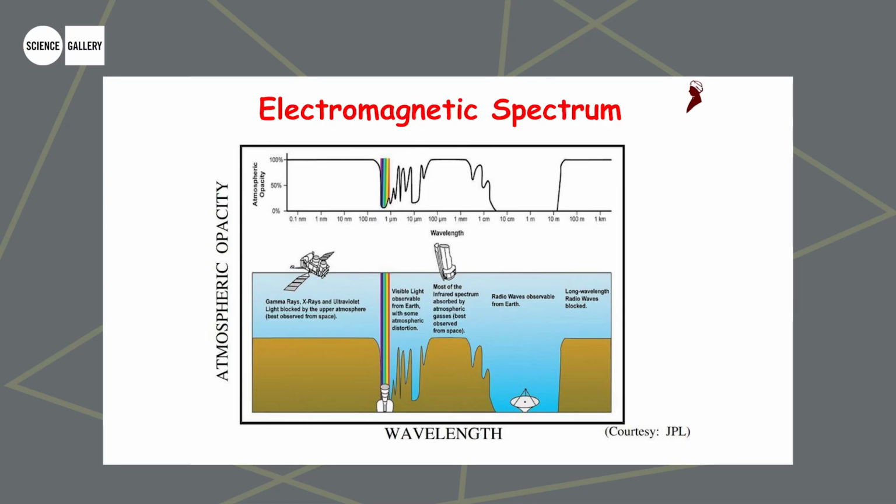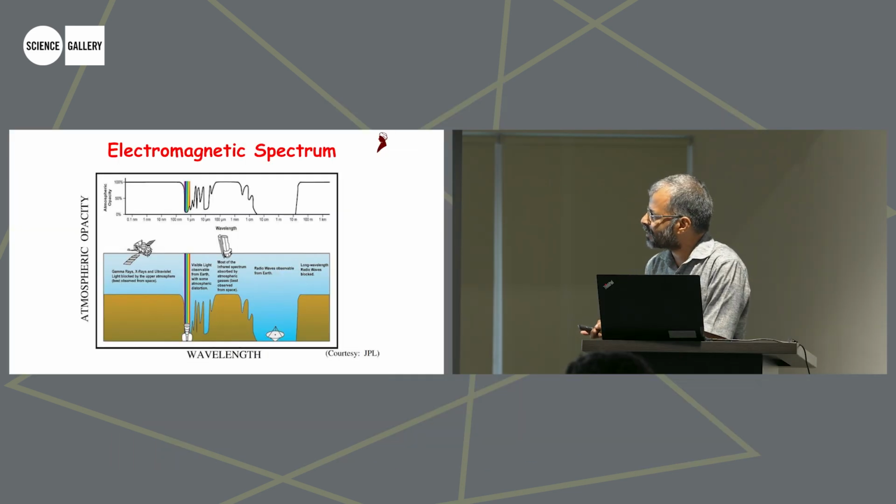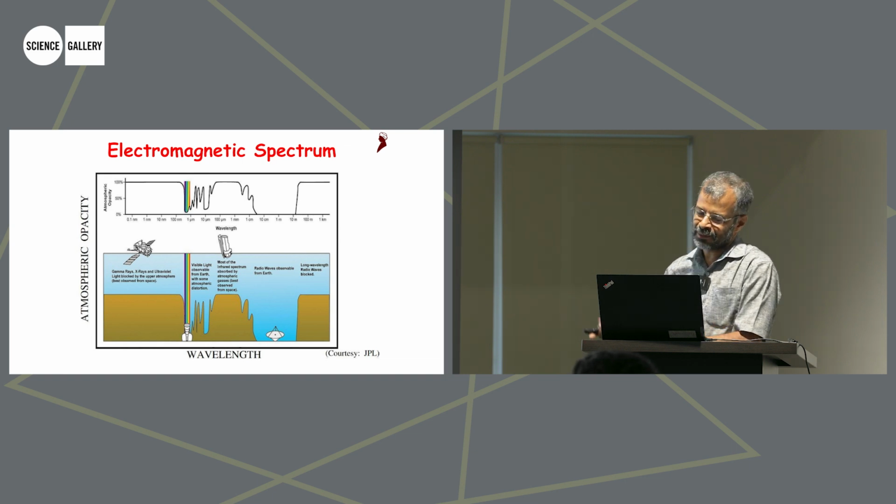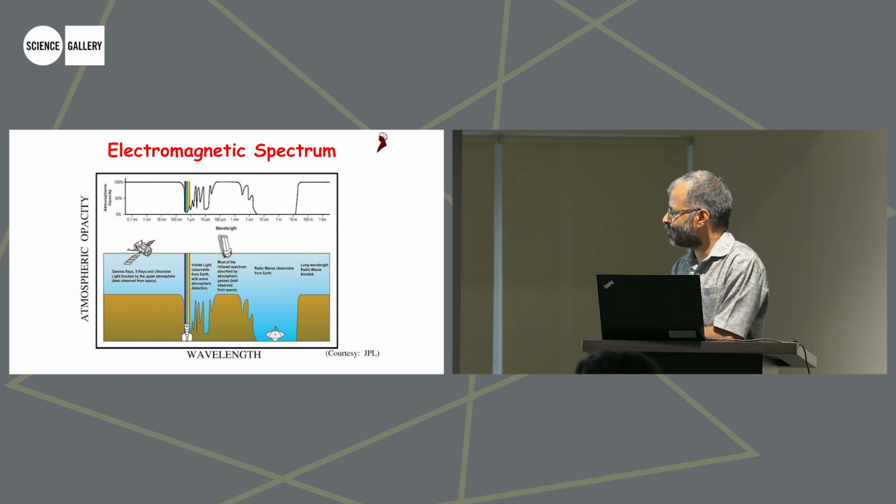Now, why do we have to go to space for studying X-rays? This is because X-rays are absorbed by the Earth's atmosphere. Because of that, we have to put our satellites about 200 to 300 kilometers above the Earth's atmosphere. Visible light reaches Earth, and some of the infrared, infrared also doesn't reach, but radio waves reach the Earth.